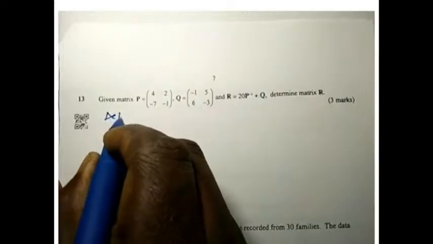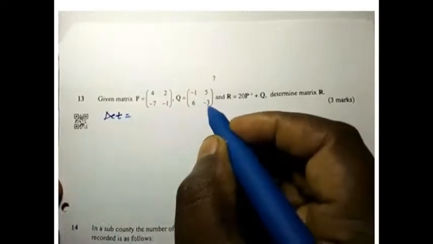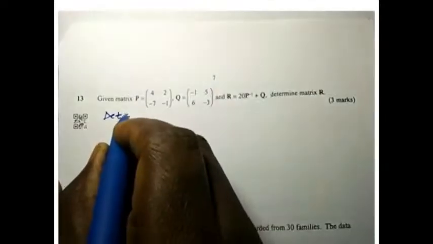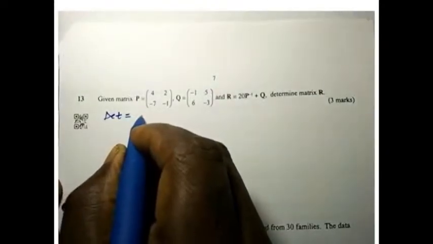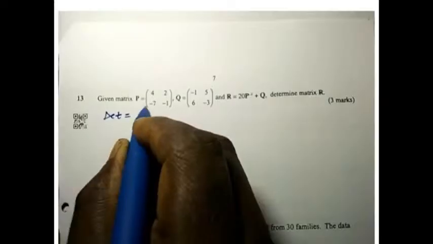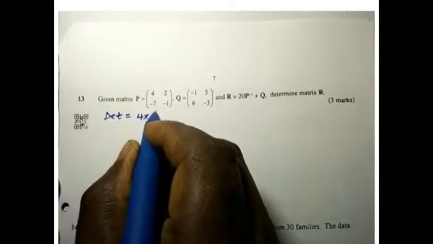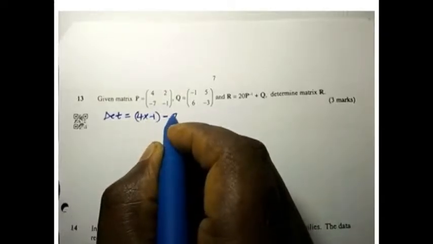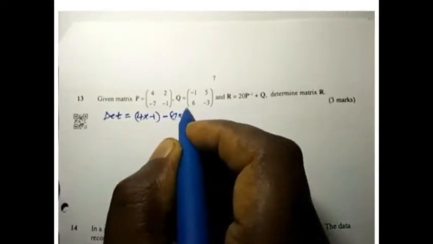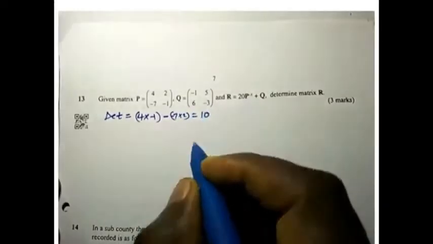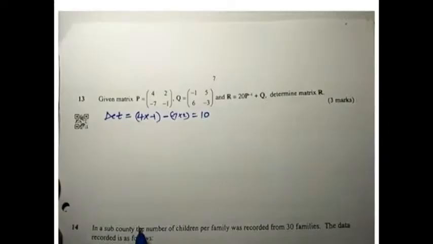So the determinant of P will be the secondary. You remember that. So that is going to be, this is P, that is 4 times negative 1 minus 7, negative 7 times 2, and this one will give us 4, that is 10. So the determinant is 10.